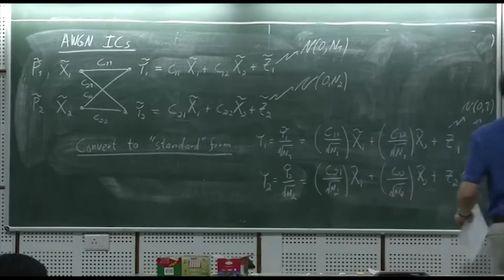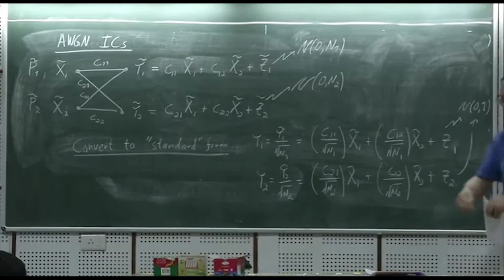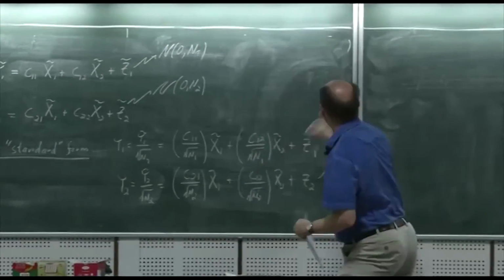So that's what I wanted to accomplish. The goal here was to make the noise variances be 1, step 1, and then to make the direct gains be 1, step 2. And the capacity region of these transformed channels is the same as the original channel. Okay, so now we set the following. Now set.